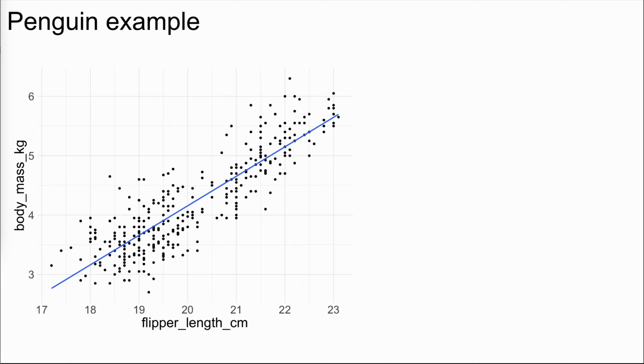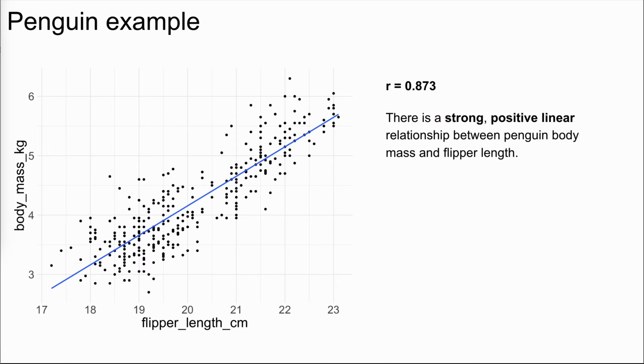Let's apply these ideas to our penguin data. Pause your video and take a guess at the correlation between body mass and flipper length. Do you think it's positive or negative? Do you think it's strong, moderate, or weak? And precisely what value do you think it has? Calculations show a correlation in this example of 0.873. That is a strong, positive, linear relationship between body mass and flipper length.